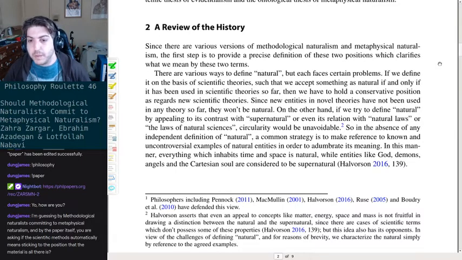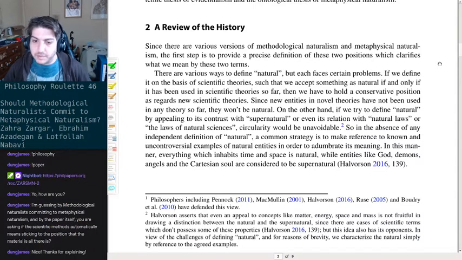There are various ways to define natural, but each faces certain problems. If we define it on the basis of scientific theories, such that we accept something as natural if and only if it has been used in scientific theory so far, then we have to hold a conservative position as regards new scientific theories. Since new entities in novel theories have not been used in any theory so far, they won't be natural. On the other hand, if we try to define natural by appealing to its contrast with supernatural, or even its relation with natural laws or the laws of science, circularity would be unavoidable.